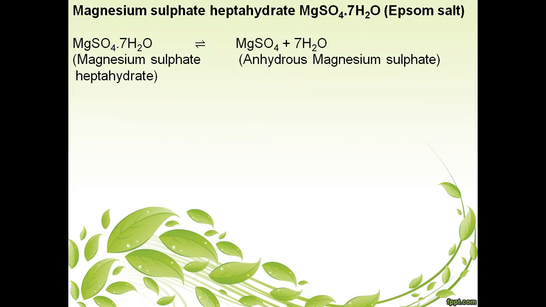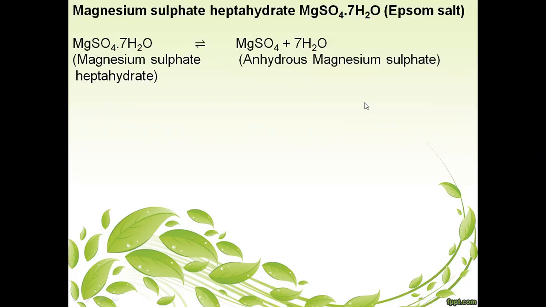Here there is magnesium sulfate, and here there is magnesium sulfate heptahydrate. So heptahydrate indicates what? Water molecules. Hepta means 7, hydrate means water molecules. So 7 water molecules are present in the magnesium sulfate. So clearly understand hydrated salt and water of crystallization.